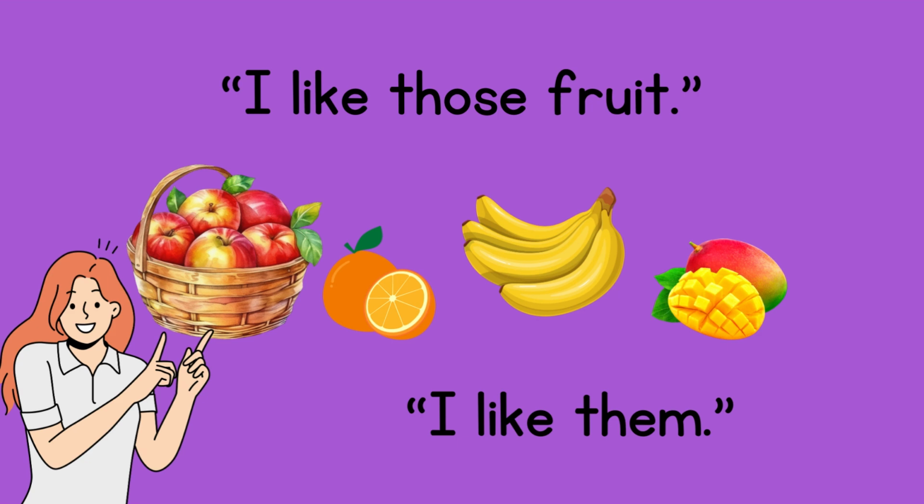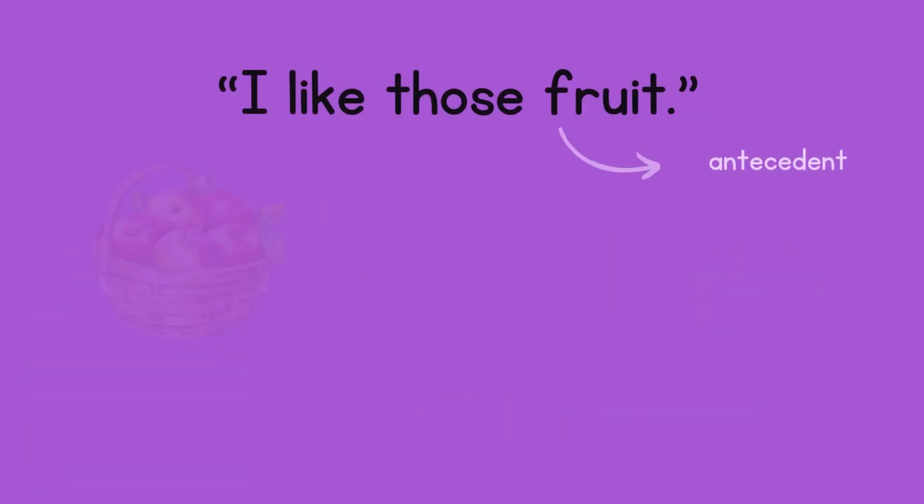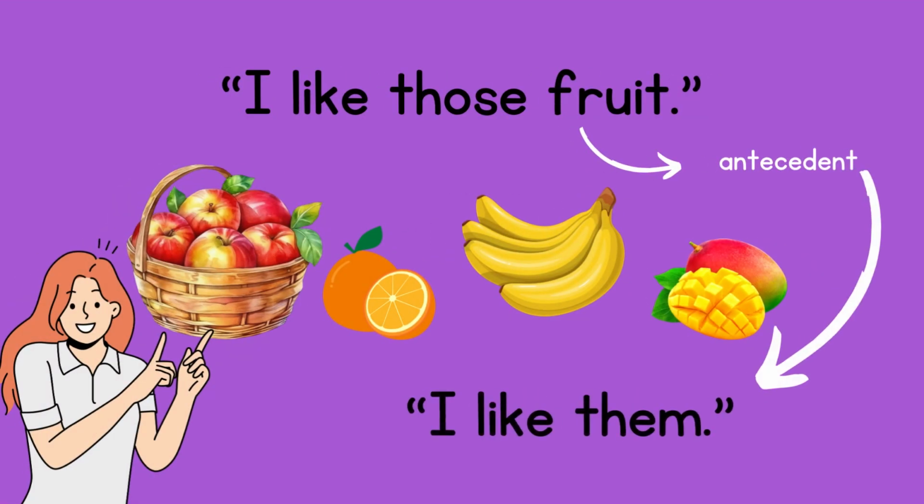Instead of saying, or writing, "I like apples, oranges, bananas, and mangoes," I can point to the fruit and say, "I like those fruit." Or after listing the fruit in a paragraph, I can say, "I like them." Them takes the place of the list of fruit.